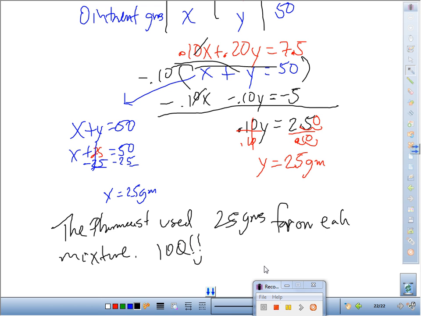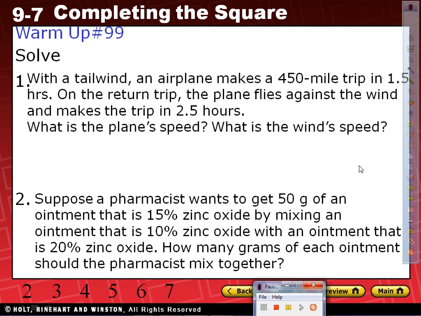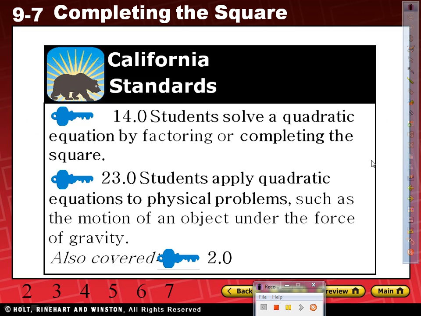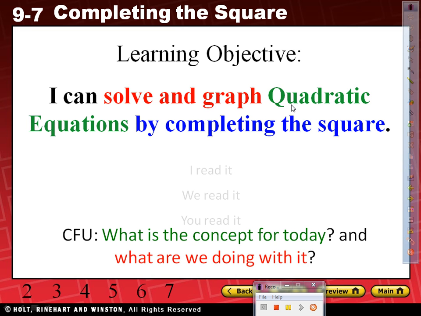Okay? All right. Get a blank sheet of paper out, please. Title it Completing the Square. All right, so you got a blank sheet of paper out, and you title it Completing the Square. And it says, our objective for today: I can solve and graph quadratic equations by completing the square. Let's read it together. 1, 2, 3. I can solve and graph quadratic equations by completing the square.